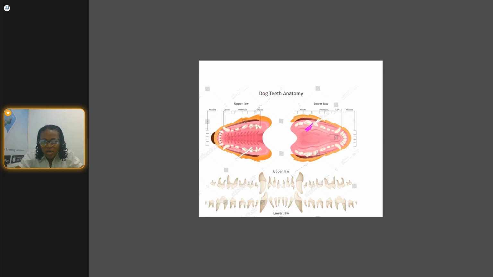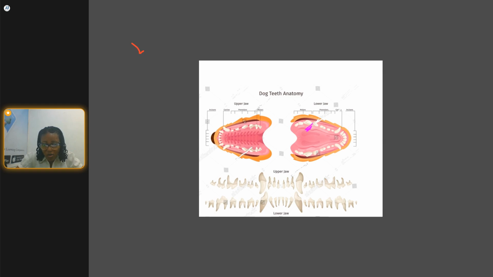You can see, we have the upper jaw, we have the lower jaw. So you see how the teeth look. We are going to be looking at how these teeth work in dog. Though it's still the same function, you can see that the structures are different, unlike humans' which are like normal.